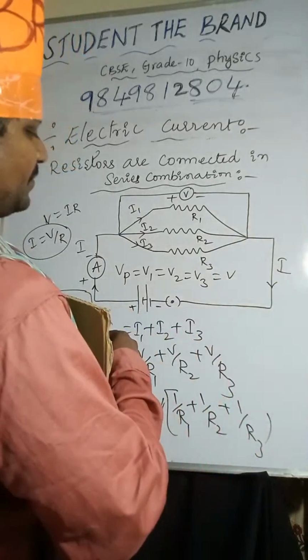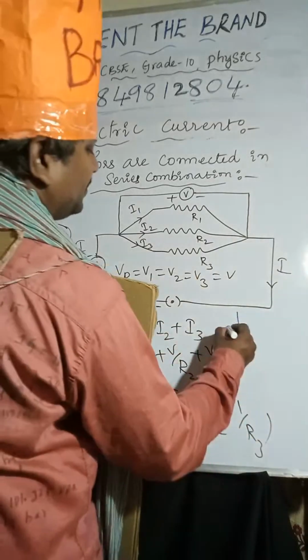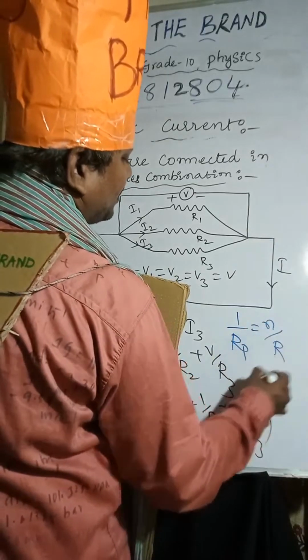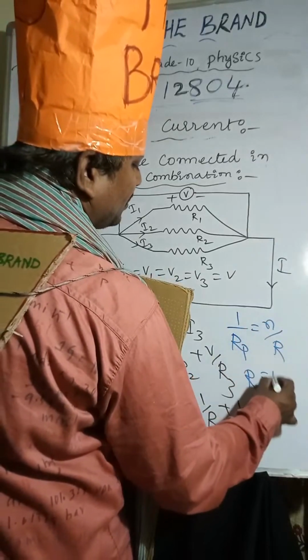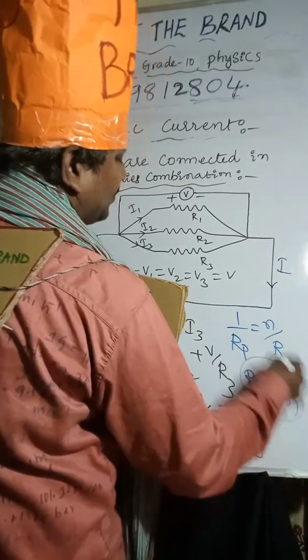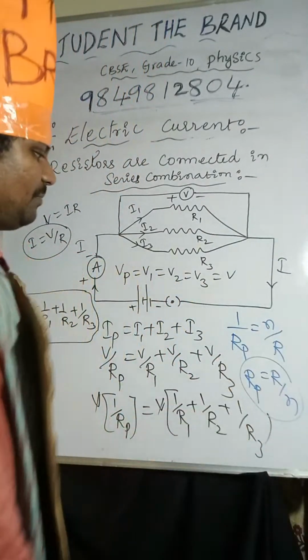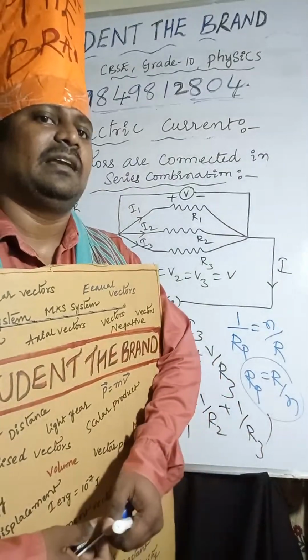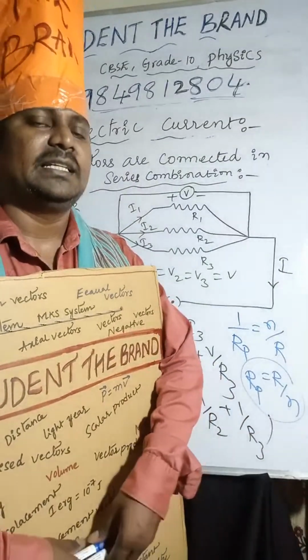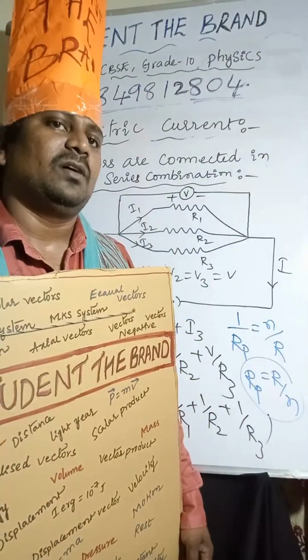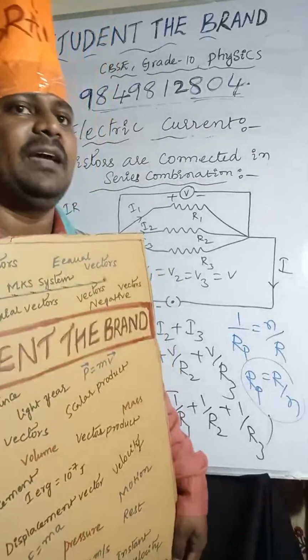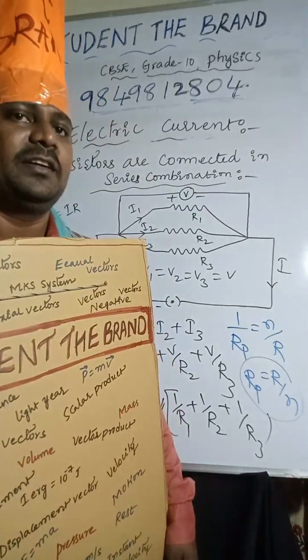If n number of resistors are connected in parallel combination, 1 by Rp equal to n by R, so Rp equal to R by n. So I hope it is very clear to you. So this is about resistors connected in parallel combination. Next we are going to discuss the heating effect of electric current.